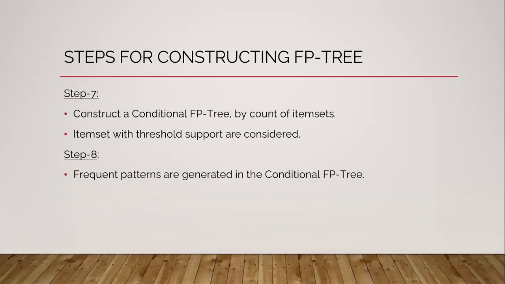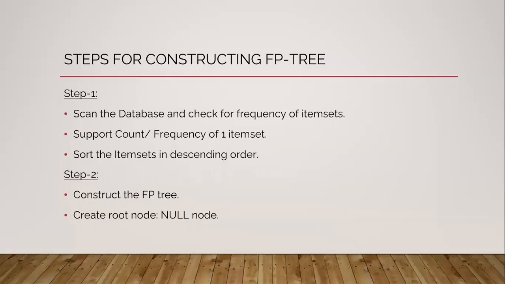Next, coming to step 7, we have to construct a conditional FP-tree now, which is found by counting the number of item sets in the path. The item sets meeting the threshold support are considered in the conditional FP-tree. Step 8, we would achieve frequent pattern generation in the conditional FP-tree. These are the 8 steps involved in the construction.